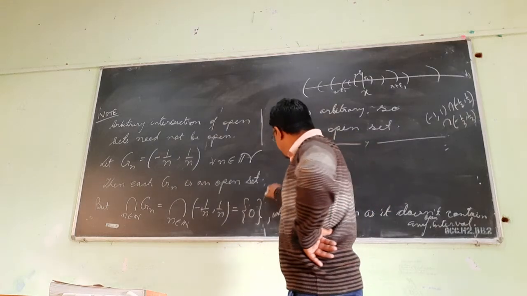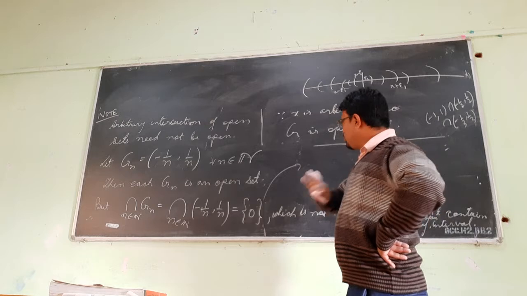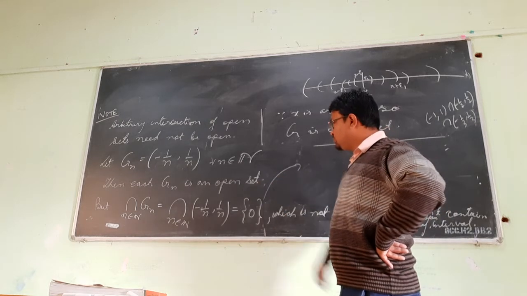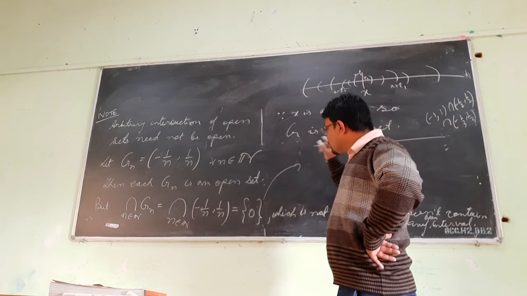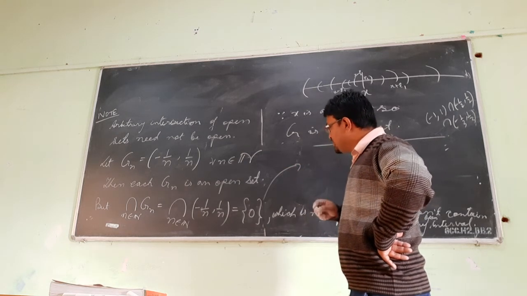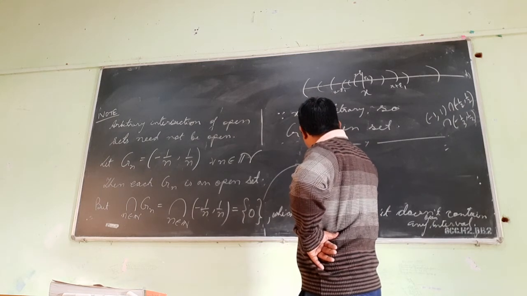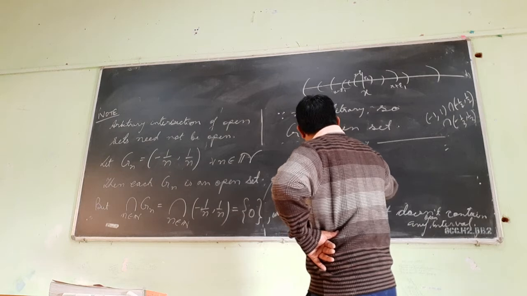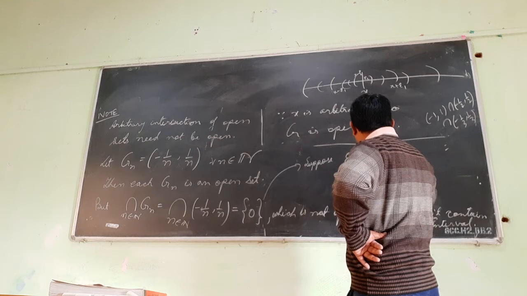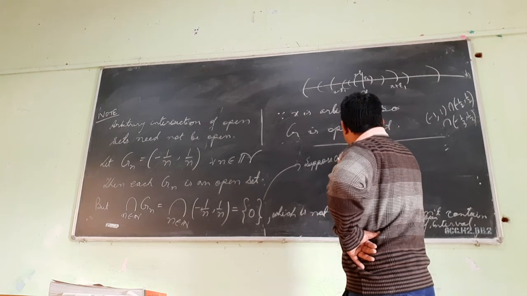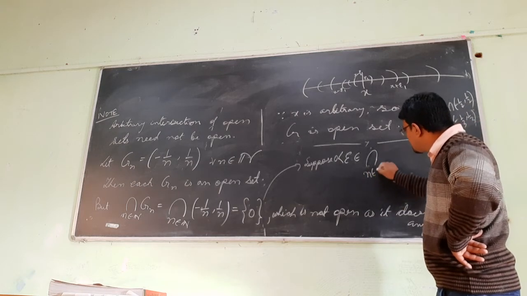How to show that this is singleton 0? How can you show that this is singleton 0? You don't have to write anything, just see how we can prove it actually. So suppose there is a non-zero element here, a positive number. Suppose that epsilon belongs to this intersection, epsilon greater than 0. Epsilon is a positive number.